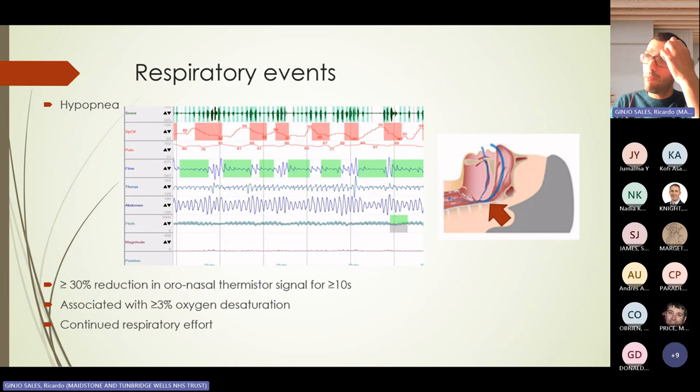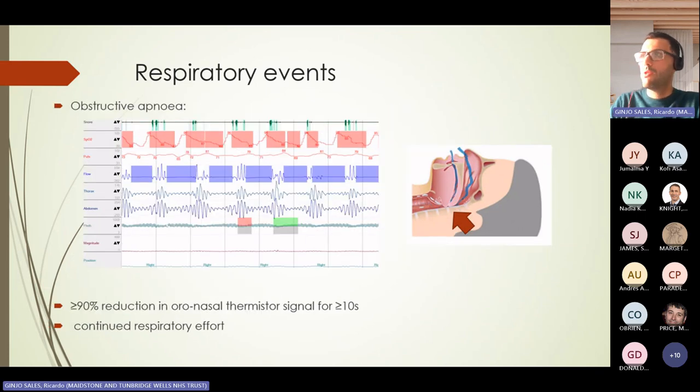The next one is called hypopnea. Hypopnea is a reduction in the flow of more than 30% for more than 10 seconds. It is always associated with more than 3% oxygen desaturation. And you can see the continued respiratory effort. You can see some oscillation on the thorax and abdomen effort, but you can't see any flat line, so the muscle is still working. So there is a partial blockage at the back of the throat. And you can also see on the top the snoring, which is quite associated with obstructive sleep apnea.